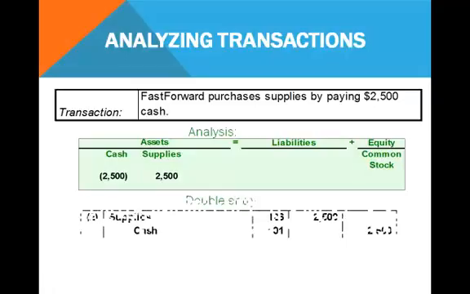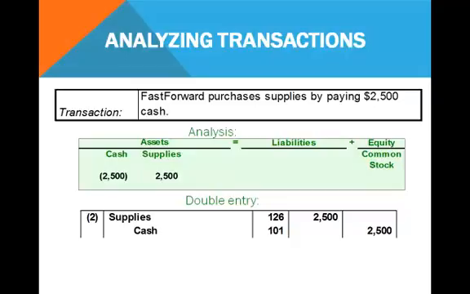What did you do? We increase the supplies account. Remember, that's an asset. Assets increase with debits. So we debit the supplies account by $2,500. We credit or decrease the cash account. It's an asset. So we increase it with debits, decrease it with credits. In this case, we're decreasing it. We credit the cash account for $2,500.